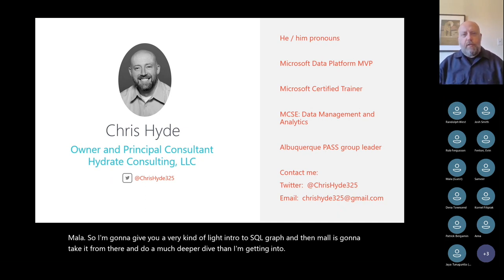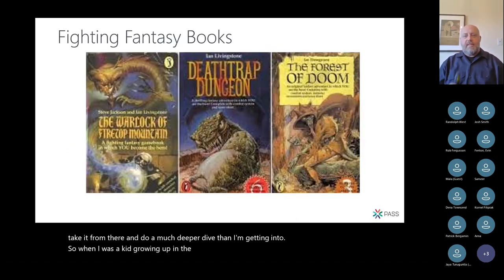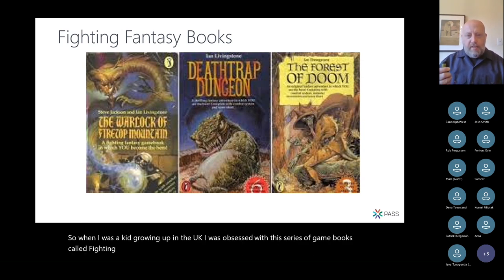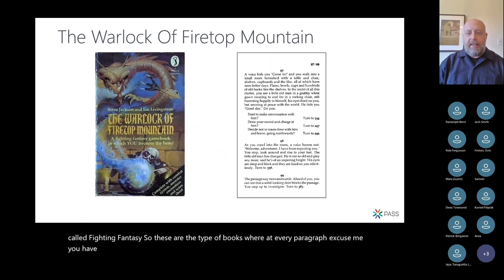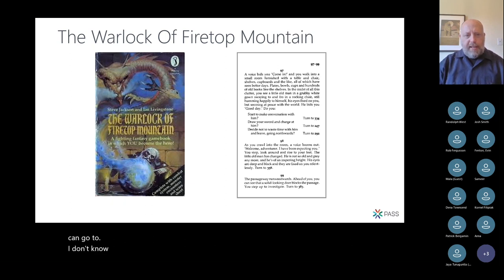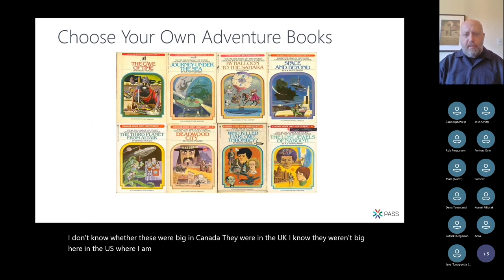When I was a kid growing up in the UK, I was obsessed with this series of game books called Fighting Fantasy. These are the type of books where at every paragraph you have choices that you can make, and they will tell you another paragraph to go to. I don't know whether these were big in Canada like they were in the UK. I know they weren't big here in the US where I am now, but they're similar in that regard to the choose your own adventure books that you may have seen.